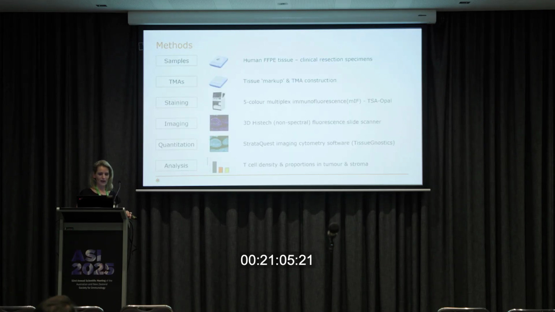So that's the background, and this is where I come in. This meeting will see a lot of amazing data, but today I don't have any data, I'm afraid. It's more about how we do what we do. The samples we're using are human FFPE tissues that we pull out from the pathology archives. We create tissue microarrays, and we do our staining, imaging and quantitation. I'm going to talk you through a bit more detail on those steps.